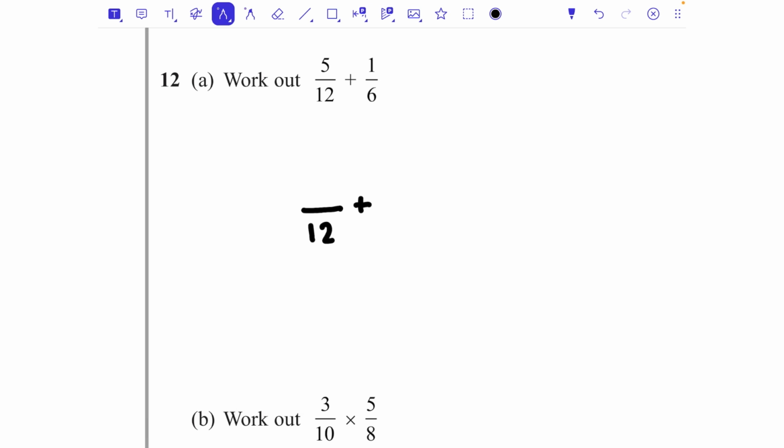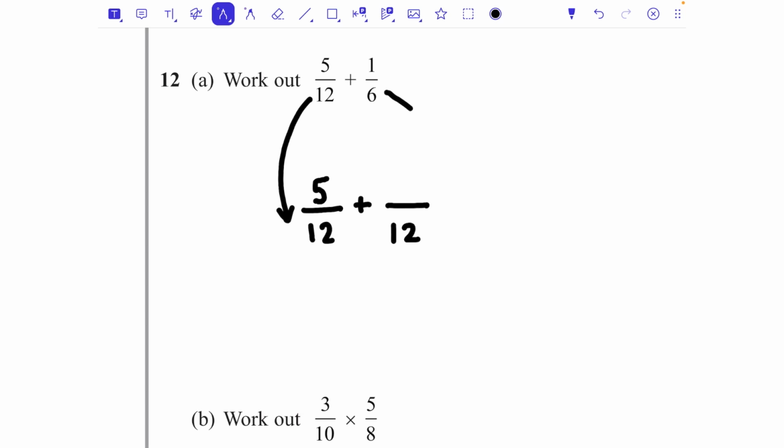Reason I'm using 12 is because 12 is in both the 12 and the 6 times table. You could use 72, you could times them together. You could use 24. There's lots of different numbers you can use. I'm going to use 12 because it's the first number in both their times tables. So it's the lowest common multiple, and it's just going to be the easiest because I don't need to change this fraction at all. I haven't changed the bottom, so I don't need to change the top.